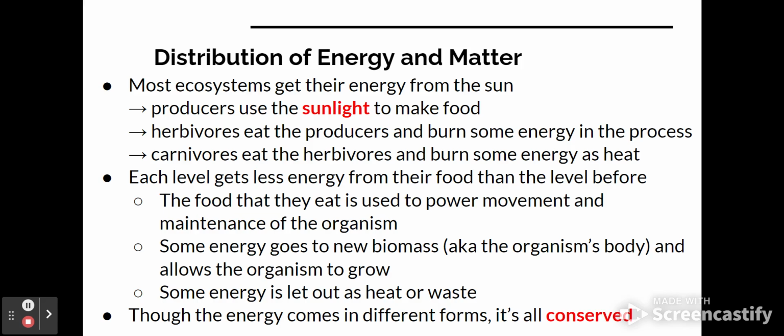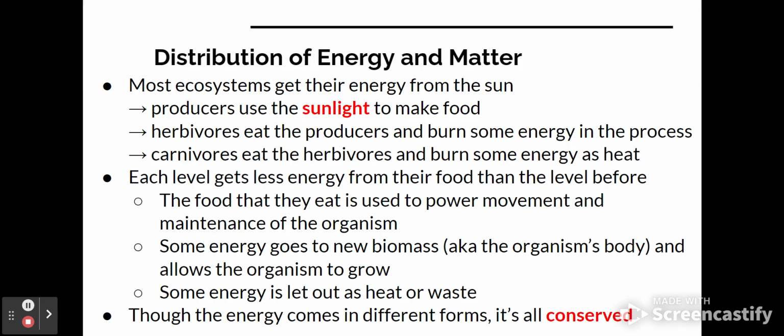Some of the energy goes to new biomass, so it goes to their muscles and their bones and the rest of their body parts, and it allows organisms to grow. Right? That's how we grow taller when we're kids. That's how we get bigger and move to our adult size.